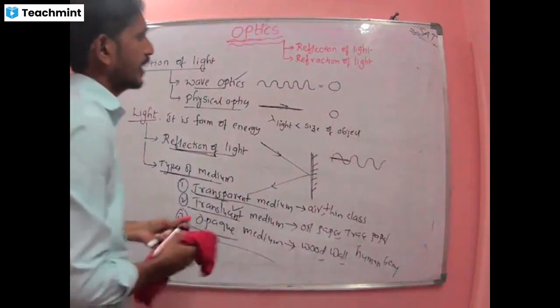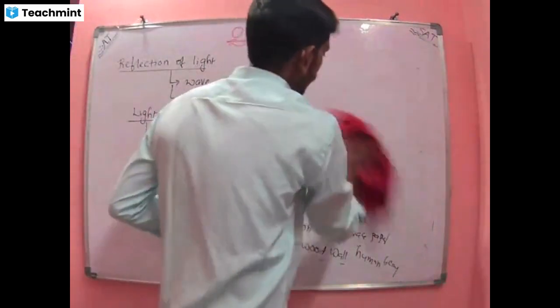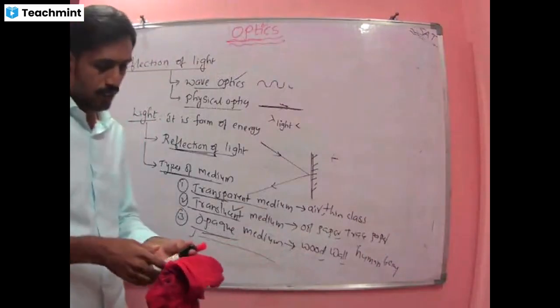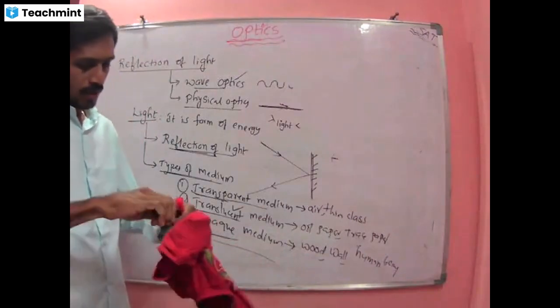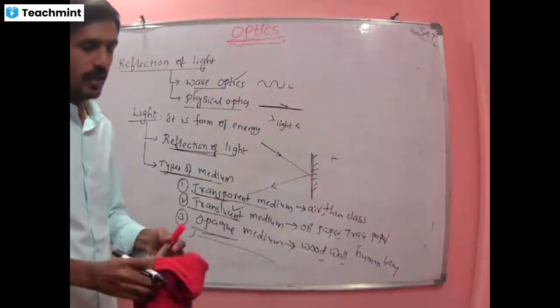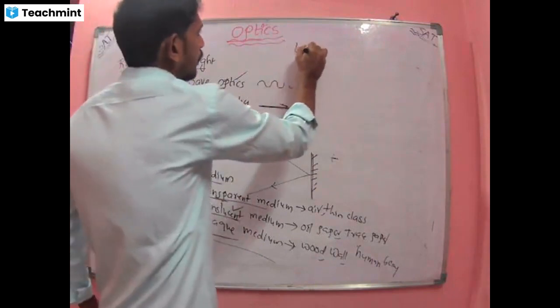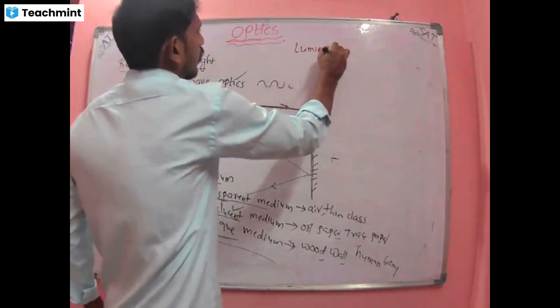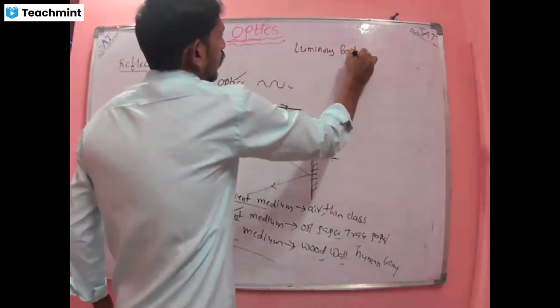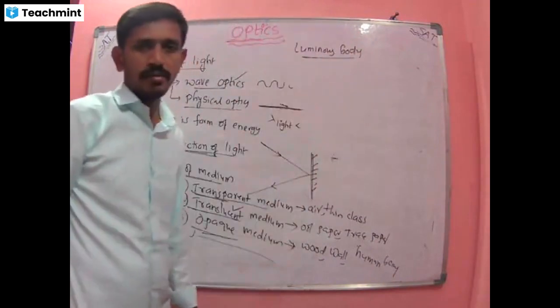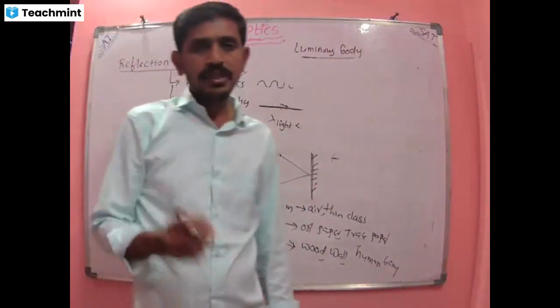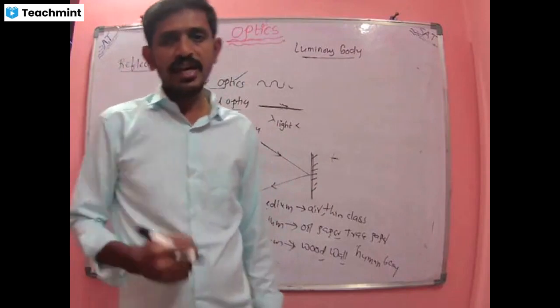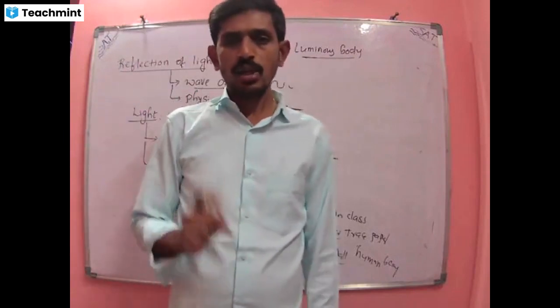Next, the luminous body. We need to make notes; it's very important. What is a luminous body? A luminous body is an object or body which gives light by itself.